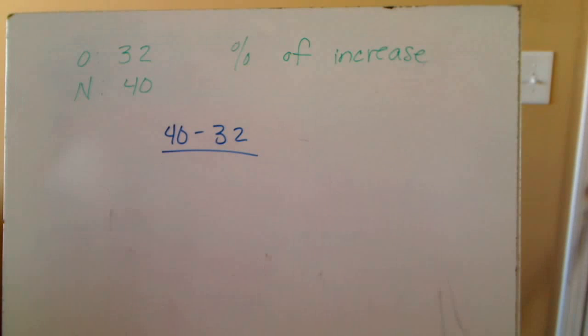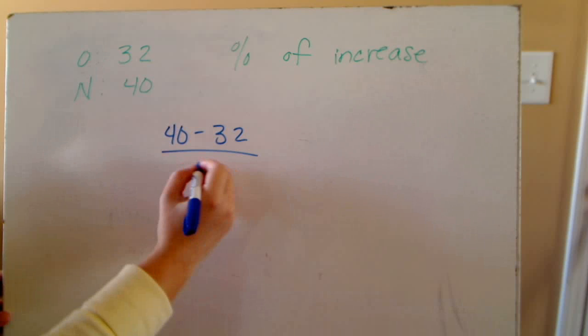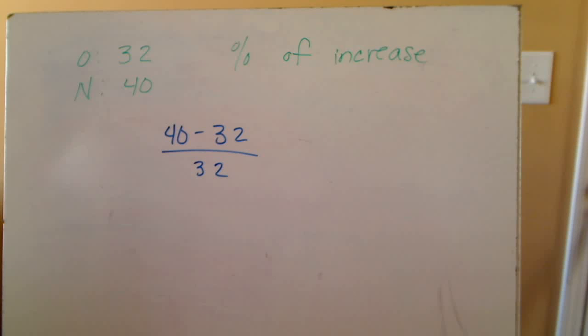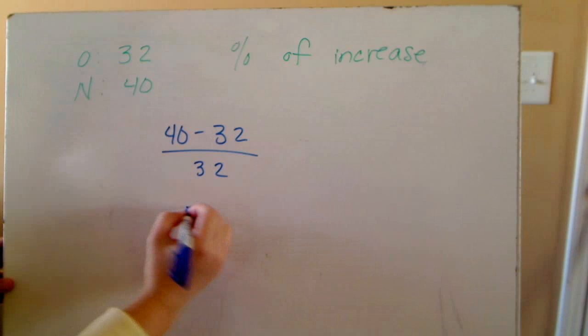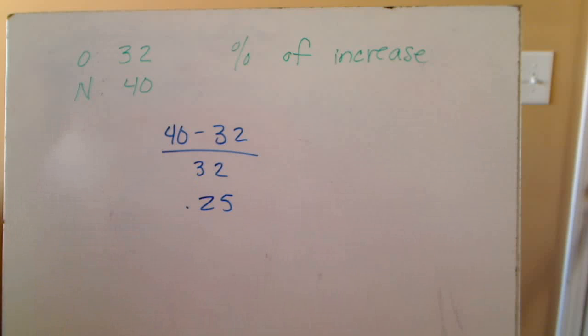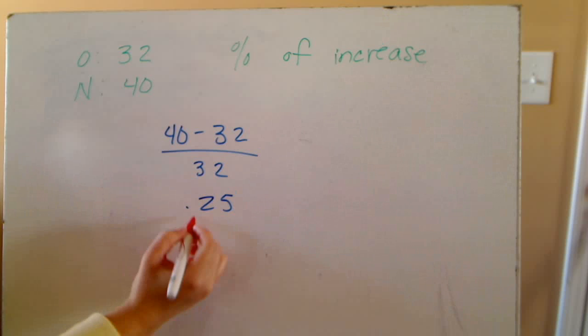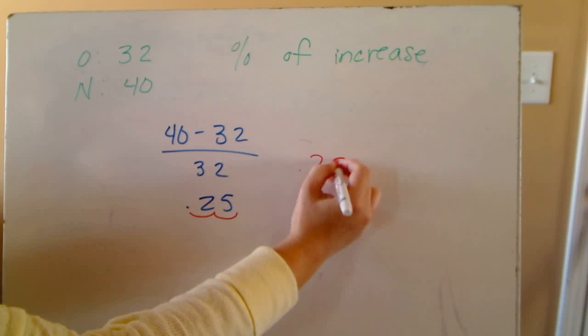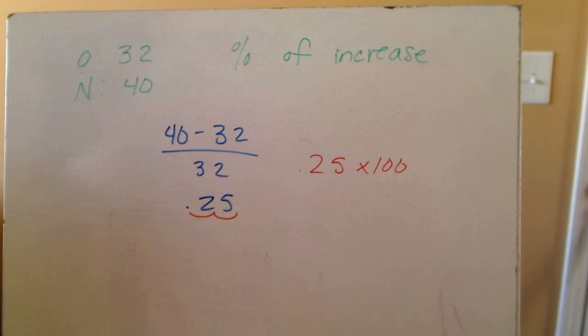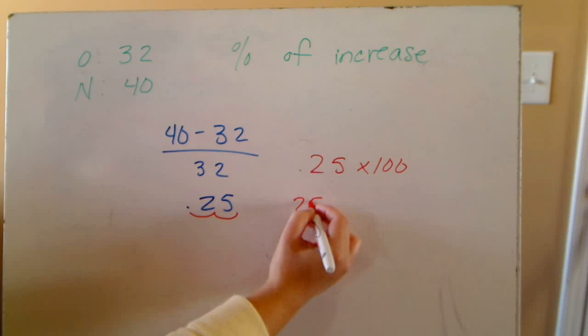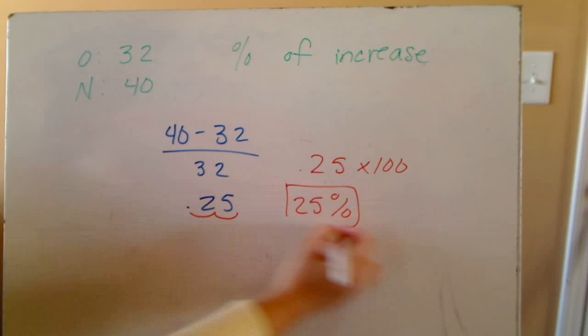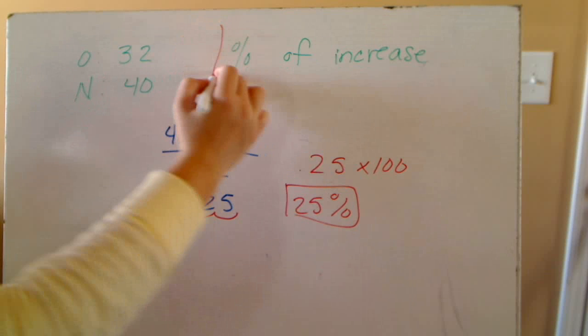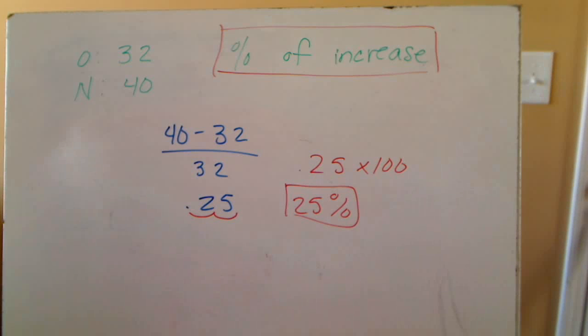And then we're going to divide by the original number, which in this case was 32. When you divide these, you get 0.25. And as I already mentioned, we move the decimal place over 2 to get it to 25%. Or you can also take it and multiply it by 100. Both ways are just going to give you 25%. So 25% is part of our answer, as is the percent of increase.